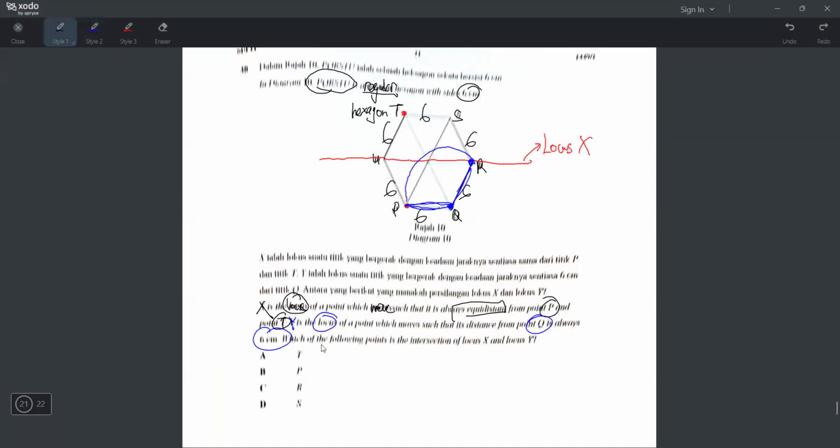Okay. Now what it says: which of the following point is the intersection of locus X and locus Y? So blue color is locus Y, red color is locus X. Where is the intersection? Here, right? The blue color line and the red color line, they intersect here. It intersect here also, right? So there's got 2 intersection, right? So A, B, C, D, I think C is the answer lah. Because one of the intersection here is R, right? So R is the intersection. Okay, all right, hope you understand.